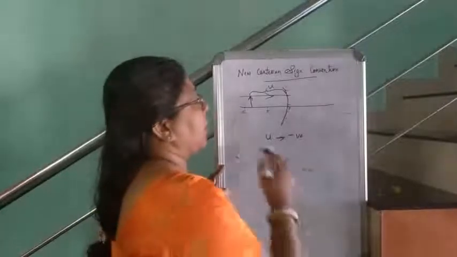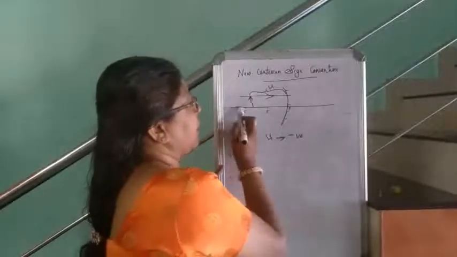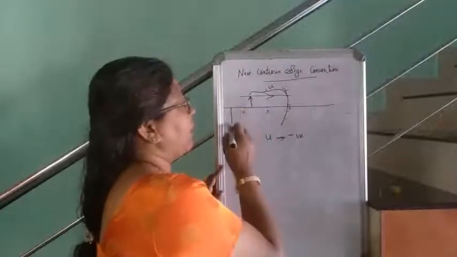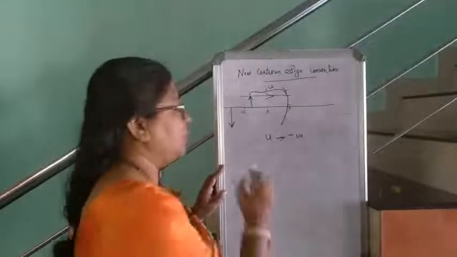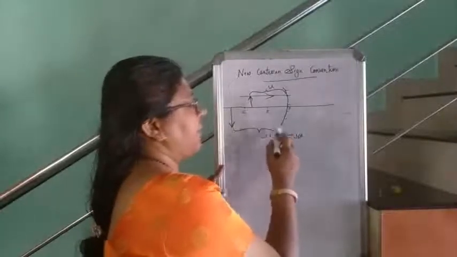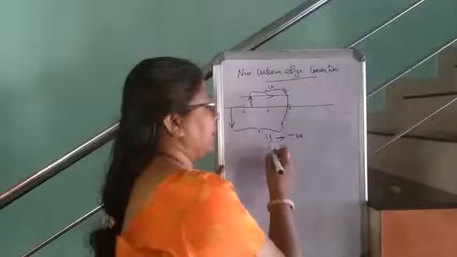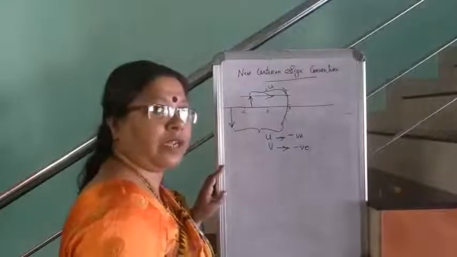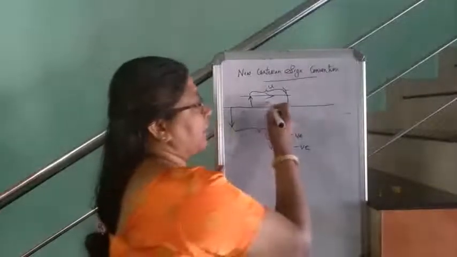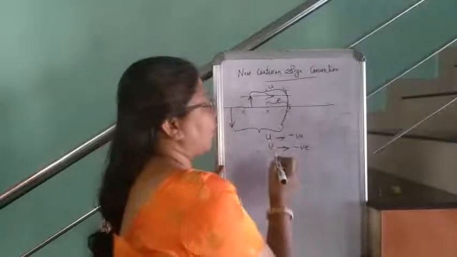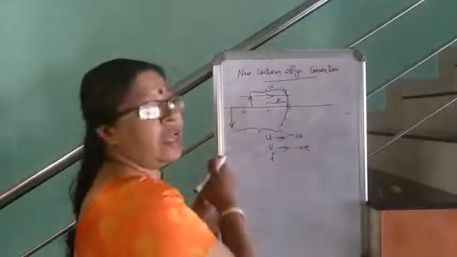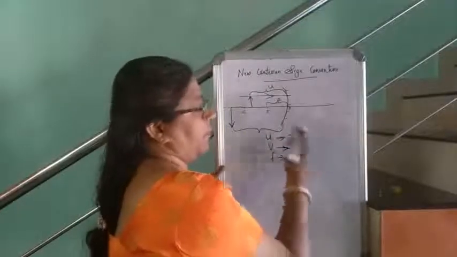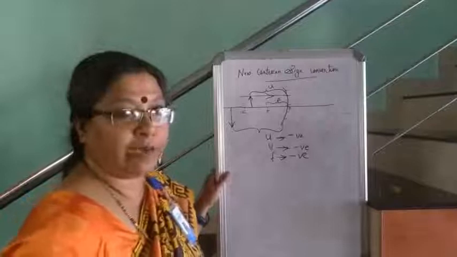Then suppose, in this diagram, the object is kept between C and F. So the image will be obtained beyond C. This distance is V, and V is also taken as negative. Understood? And this one is the focus. Since the focus is on the left of P, the focus is also taken as negative. This is the case of a concave mirror.